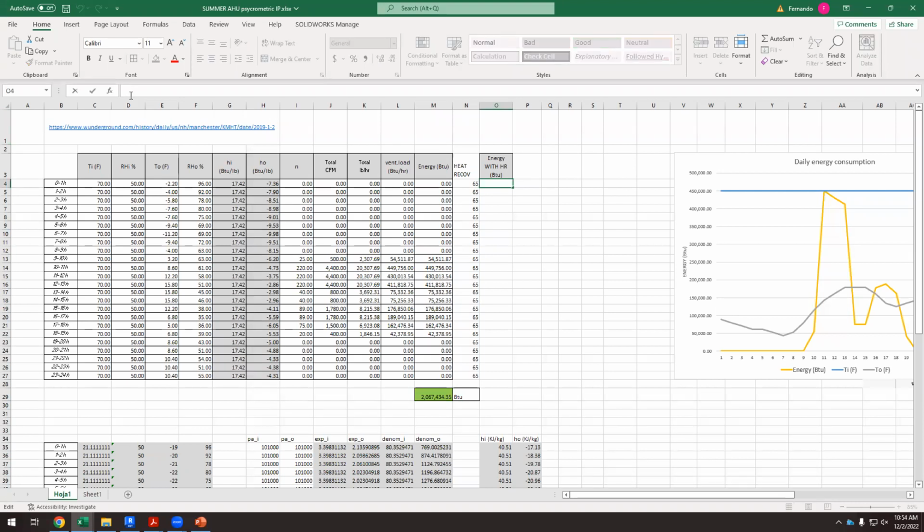What's the formula here? It equals the energy without the heat recovery times 1 minus the heat recovery efficiency divided by 100. And now if I drag it down, there you go. Let me change the format.